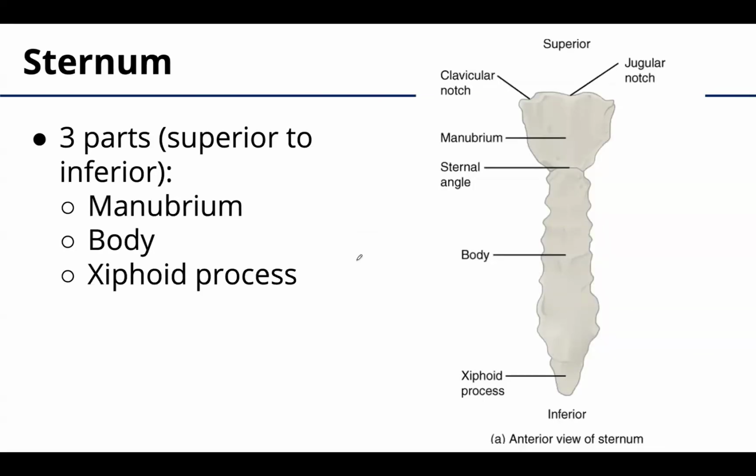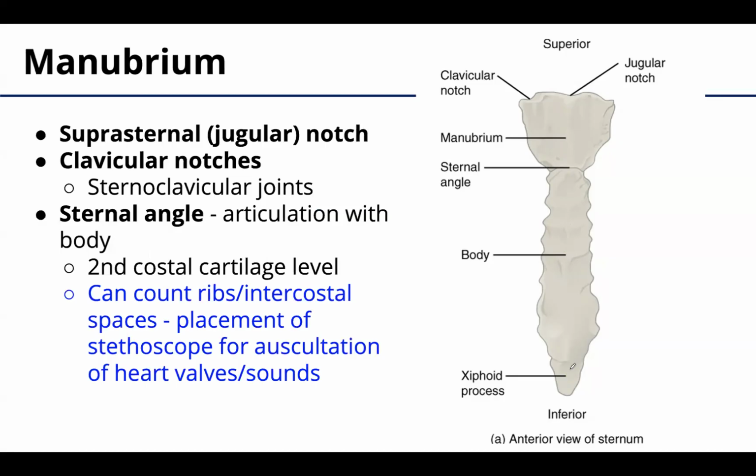So let's start anteriorly with the sternum, which colloquially is sometimes referred to as the breastbone. There are three parts to the sternum, and we're going to start from superior to inferior. The most superior part is the manubrium, which means the handle. The body is intermediate and the longest portion of the sternum, and then the most inferior portion is the xiphoid process. So let's discuss structures on each one of those parts.